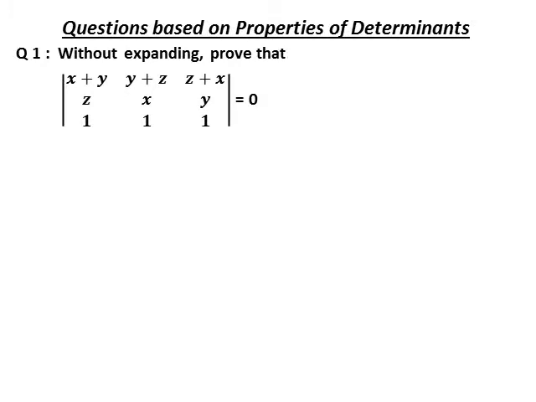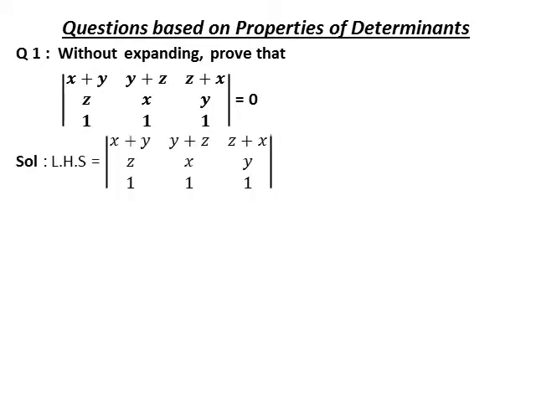Let's take first question. In this question, without expanding we have to prove that value of this third order determinant is 0. Now we have to show determinant is 0. But without expanding means we can't find determinant by expanding it along any row or any column. Students, remember the property number 3. According to this property, if any two rows or columns of a determinant are identical, then value of the determinant is 0. So we try to make two rows or columns identical.